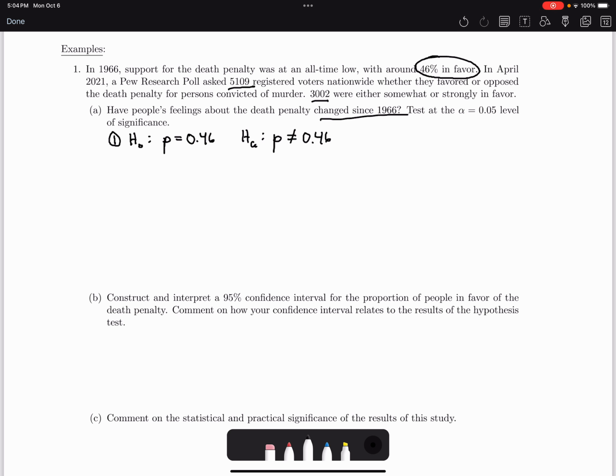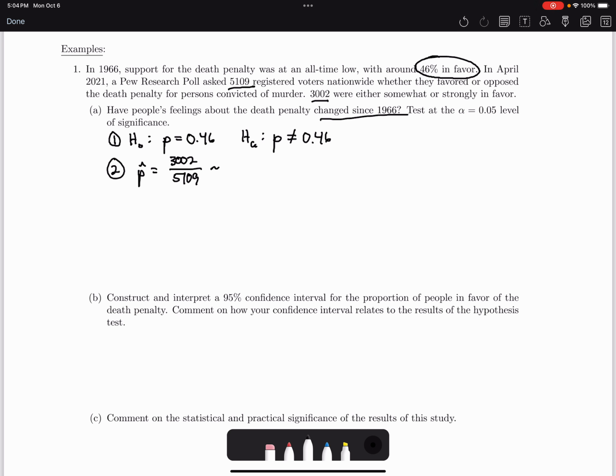So there's step one. For step two, we need to calculate the sample proportion, p hat. Right? Since we're testing a proportion, the evidence would be a sample proportion. And in this case, there were 3,002 people in favor out of 5,109 people surveyed. So we can type that into the calculator and see what we get.